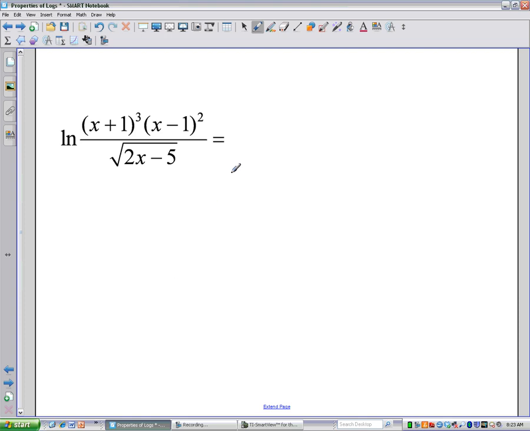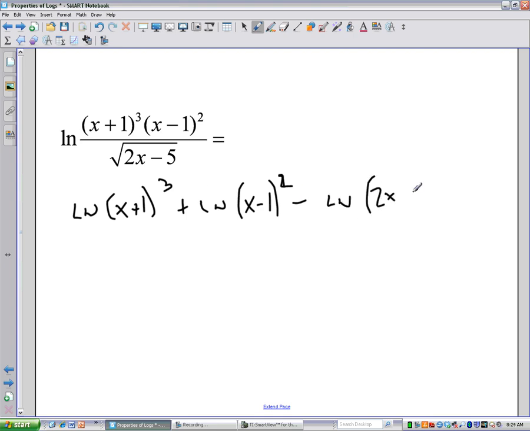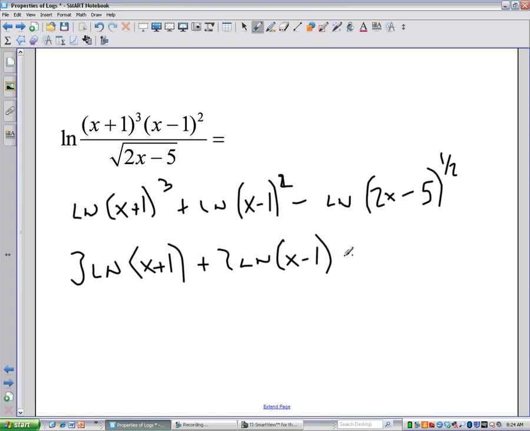We can also do something a little more complicated. We've got some addition and subtraction and that sort of thing going on. So what I would do is to expand this out. I would write this as the natural log of x plus 1 cubed plus, because we're multiplying, the natural log of x minus 1 squared, minus, because we're dividing, the natural log of 2x minus 5 to the 1/2 power. Okay, remember, we don't worry about the square rooty thing. And then we would just use that last property and rewrite this as 3 natural log x plus 1 plus 2 natural log x minus 1 minus 1/2 natural log 2x minus 5. Okay?